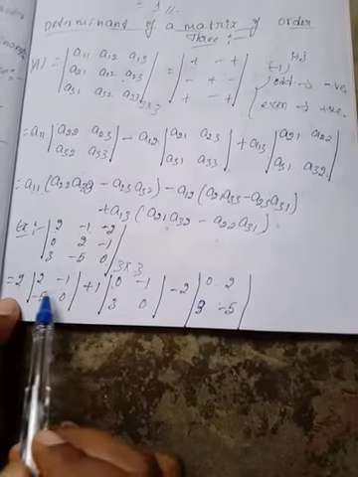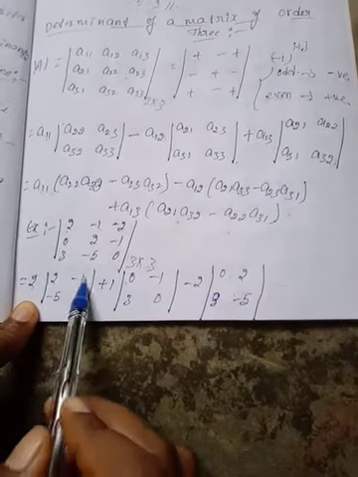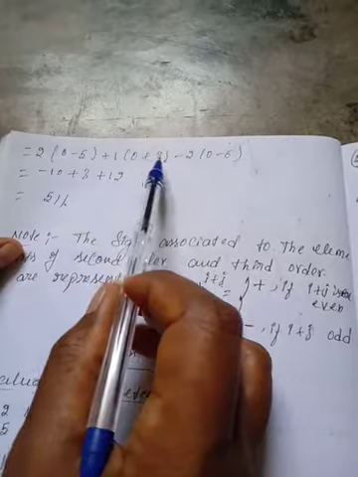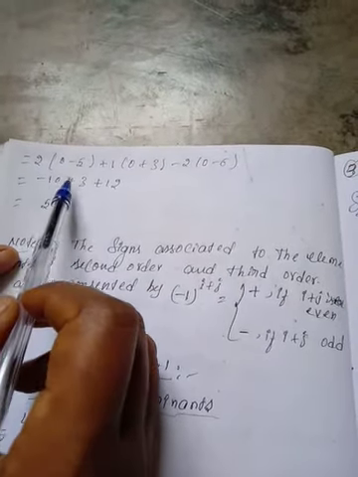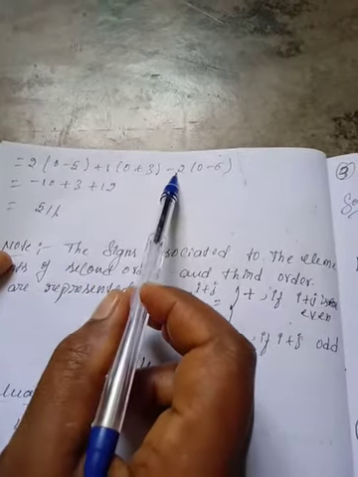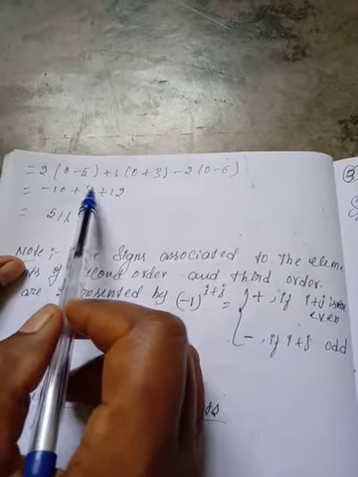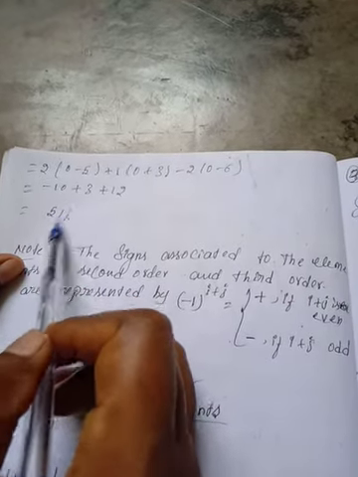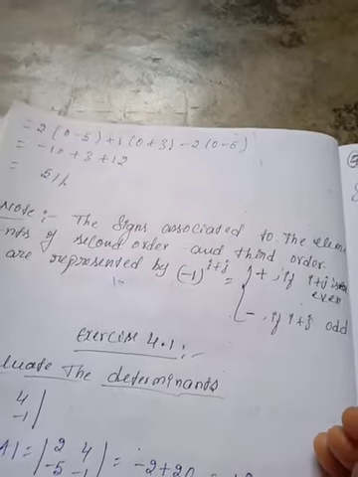2, write as it is. Next, this is a 2 cross 2 matrix. How to solve a 2 cross 2 matrix? By cross multiplication. We get 2 into (0 minus 5), plus 1 into (0 plus 3), minus 2 into (0 minus 6). That is 2 into minus 5, minus 10; 1 into 3, 3; minus into minus plus, 2 into 6, 12. So we get 3 plus 12, plus 15; plus 15 minus 10 is plus 5. This is the determinant value of the 3 cross 3 matrix.